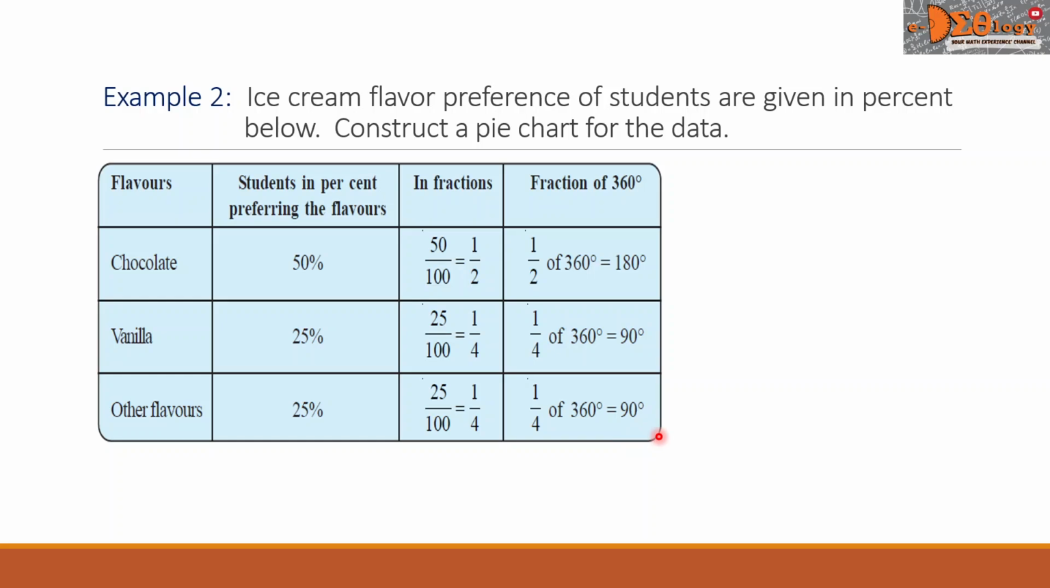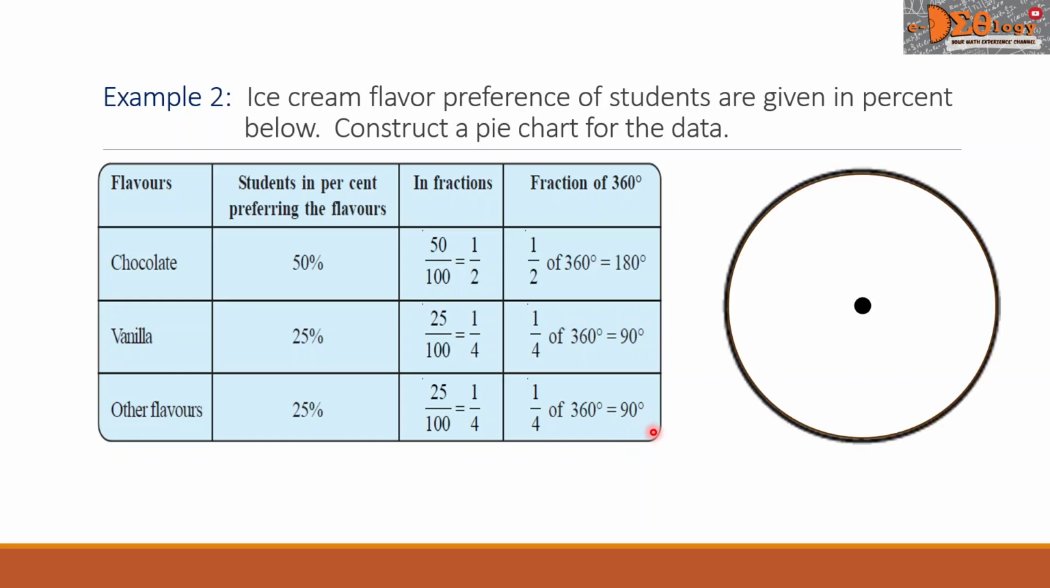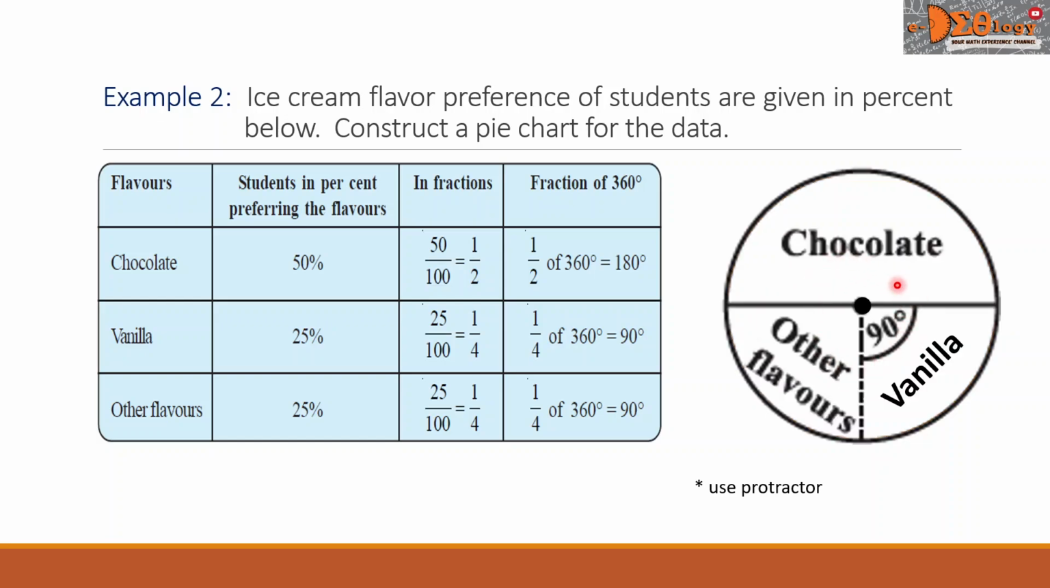Now let us draw the pie chart. Let us draw a circle with this center. We are going to use protractor. We will identify 180 degrees, 90 degrees, another 90 degrees out of this total of 360 degrees. So here we go. Chocolate, 180 degrees is this sector. 90 degrees for vanilla and another 90 degrees for other flavors.